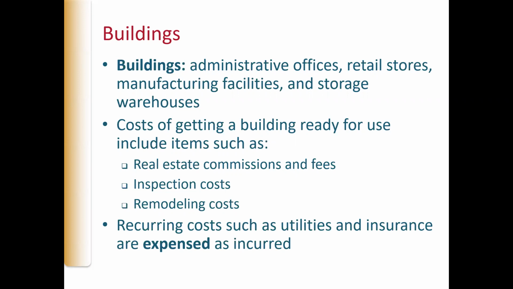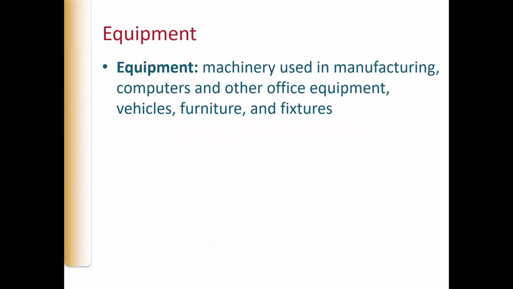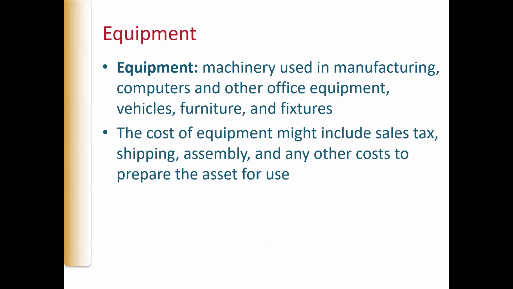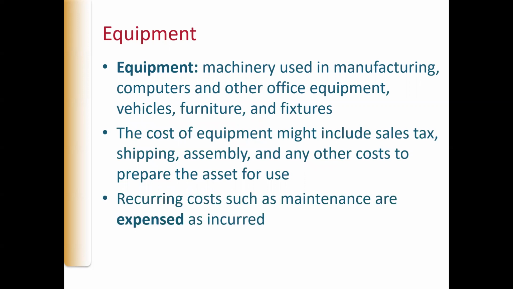Utilities, insurance fees, maybe association fees, those are expensed each year. Now, in regards to equipment, machinery used in manufacturing and computers or other office equipment, vehicles, furniture, and fixtures would be classified under the category equipment. Ideas of added expenses would be sales tax, shipping, assembly, and any costs that get the equipment ready to be used.